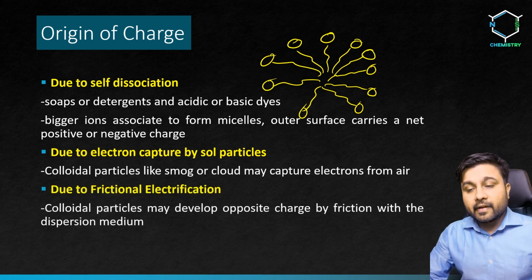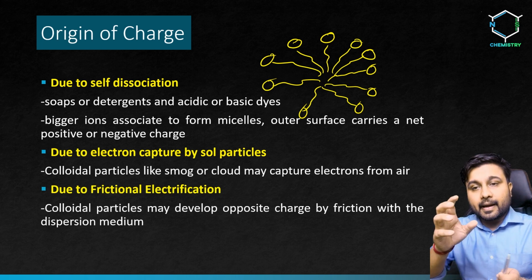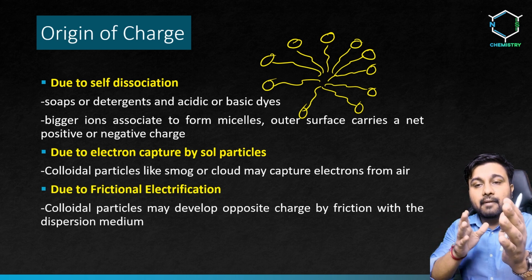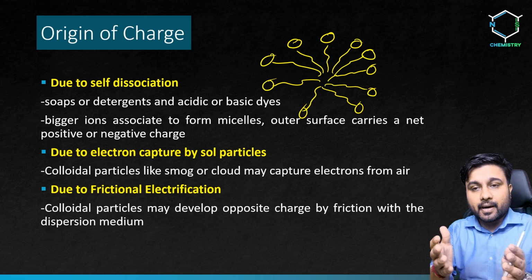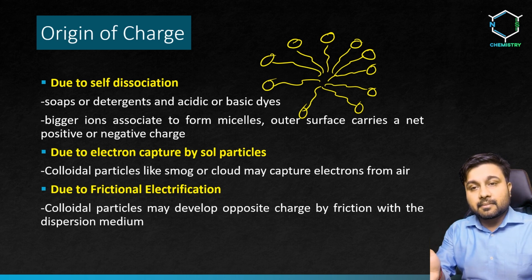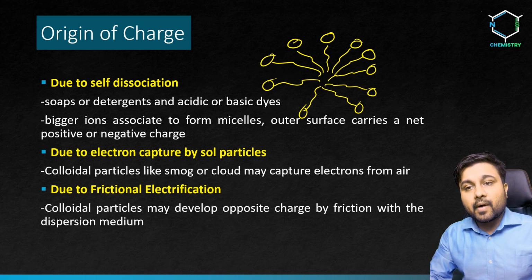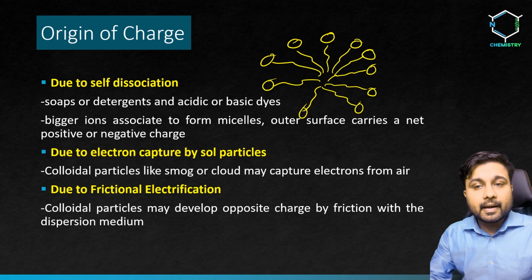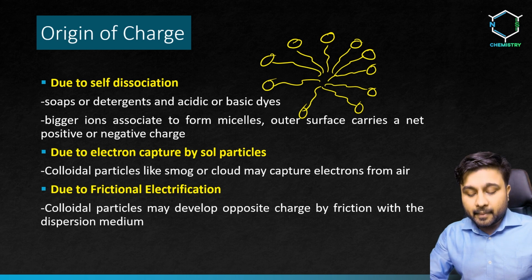Another method is by frictional electrification. So what happens, beta, is that the colloidal particles and dispersion medium particles, when they move inside the colloid, may get friction. Because of that friction, as we have studied, some charge may develop, so that charge is transferred from one surface to another, and colloidal particles may obtain a charge opposite to that of the dispersion medium.